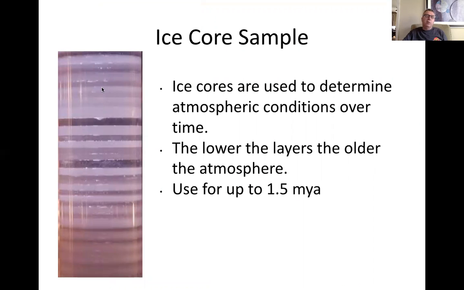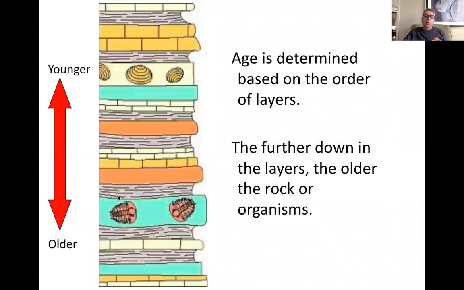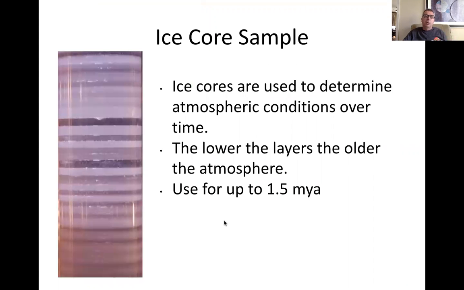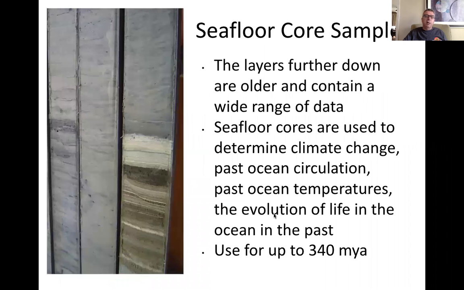Ice core, we can use this for gases that existed. So this is how we get the carbon dioxide levels used to determine atmospheric conditions over time, so that you can see these little striations. They can measure the gas, and you can see it's up to 1.5 million years. Okay, so not too a long time, but we can see others. Seafloor is the same type of thing as the ice core, although we can look at climate change, ocean circulation, temperatures, things like that. And that's up to 340 million years ago.